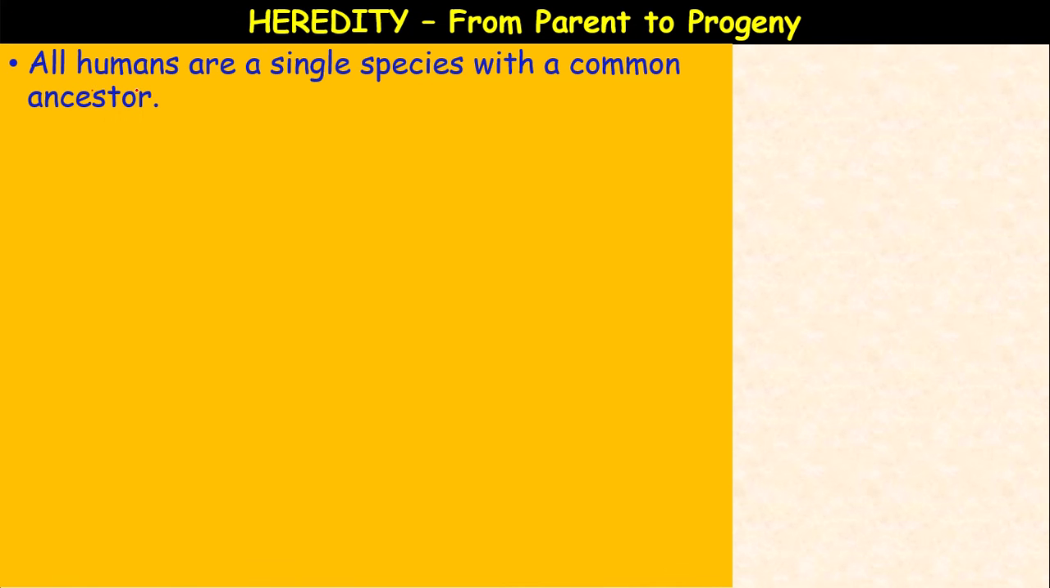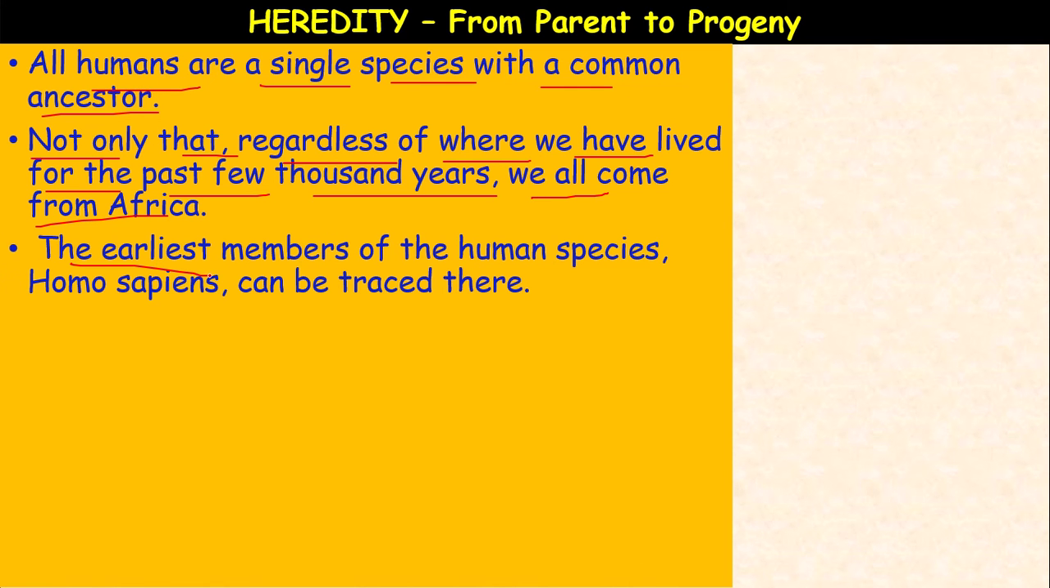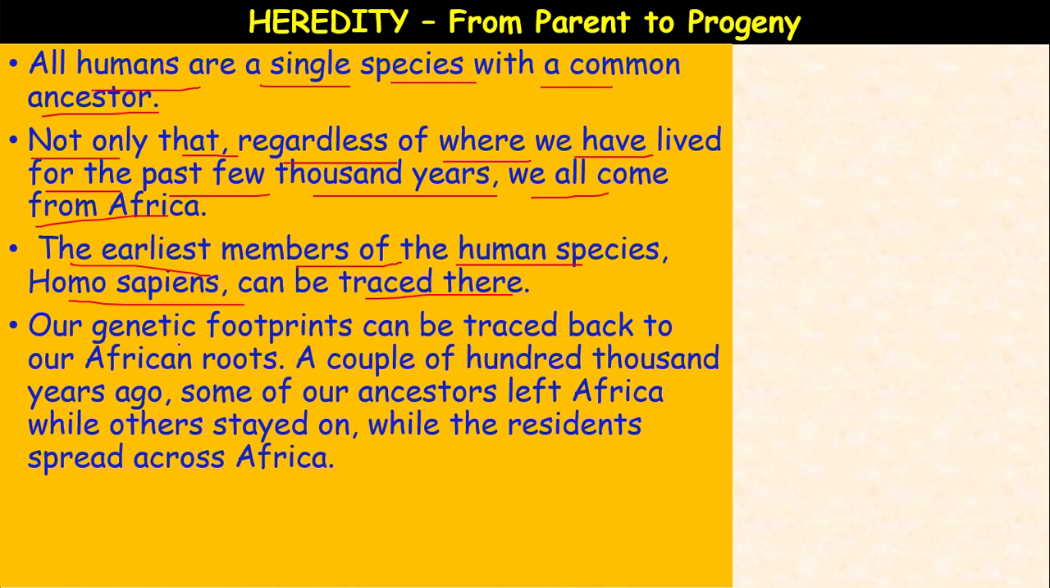So all humans are a single species with a common ancestor. Not only that, regardless of where we have lived for the past few thousand years, we all come from Africa. The earliest members of the human species, Homo sapiens, can be traced in Africa. Our genetic footprints can be traced back to our African roots. A couple of 100,000 years ago, some of our ancestors left Africa while others stayed there.